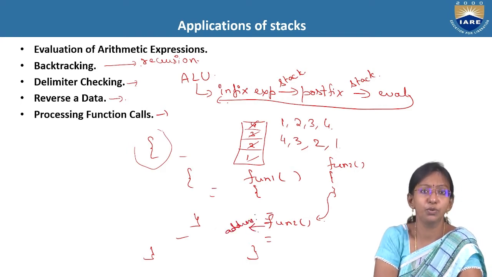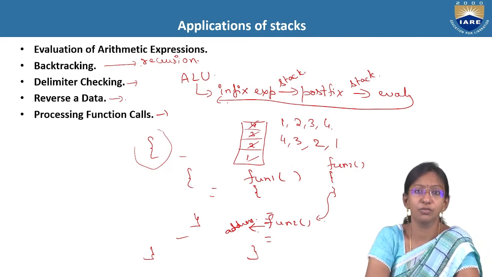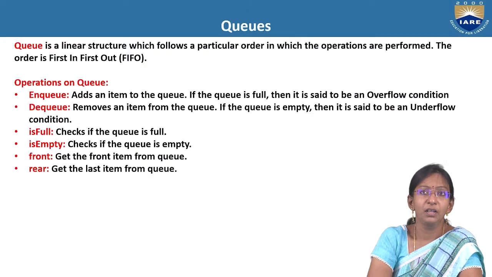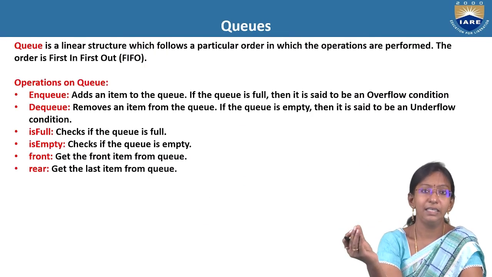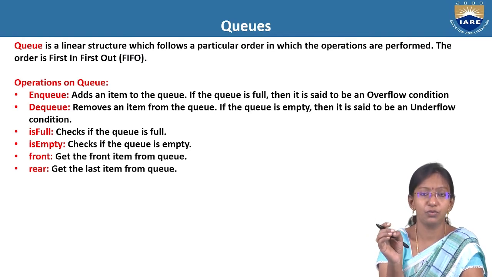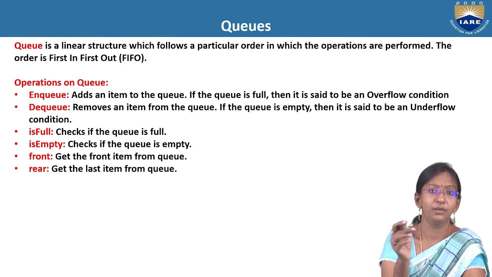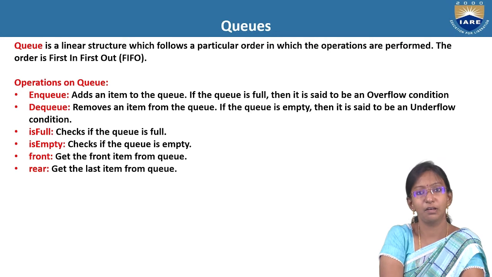For this purpose, we use stacks. So these are the basic applications of stacks. The next linear structure is queue. So what is a queue? It is a linear data structure where the order is in such a way that the first inserted element will be removed first, right? That is first in, first out.